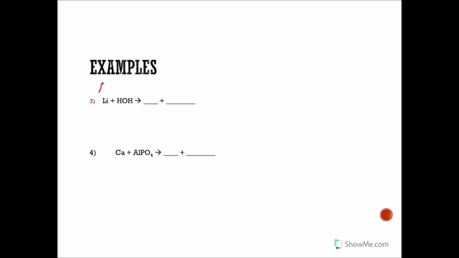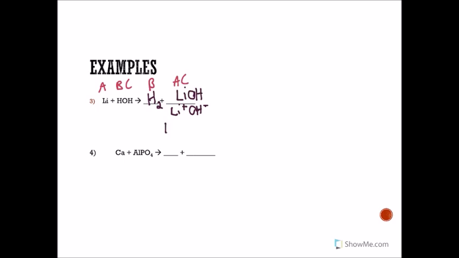And lithium is our positive metal. So we are going to use A plus BC yields B plus AC. And hydrogen pops out. We know it's diatomic. We need to write H2. And leaves lithium with our hydroxide. And if we swap and drop those charges, we get LiOH.